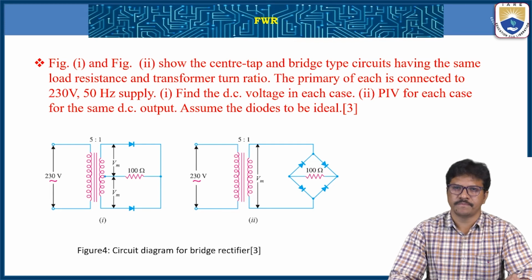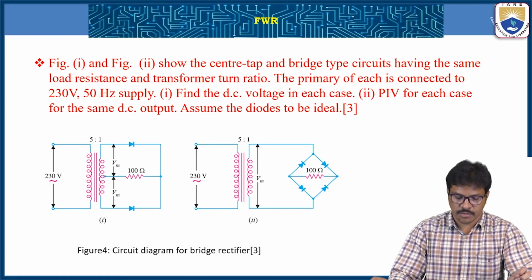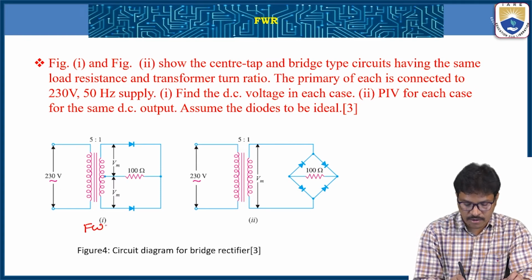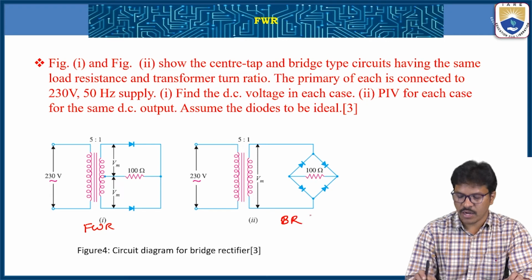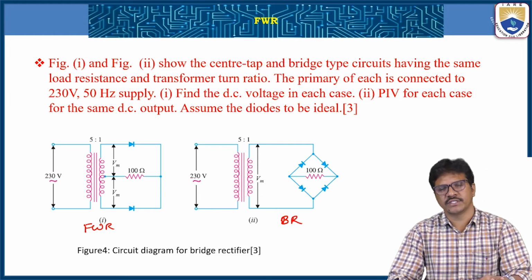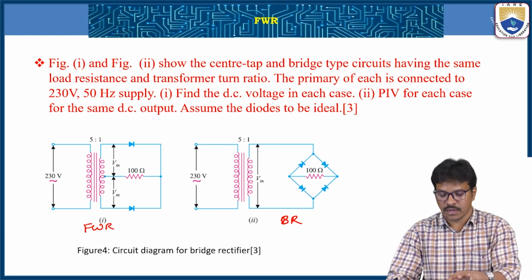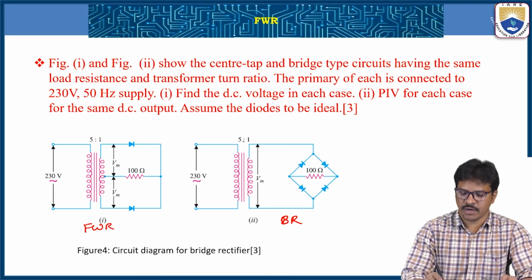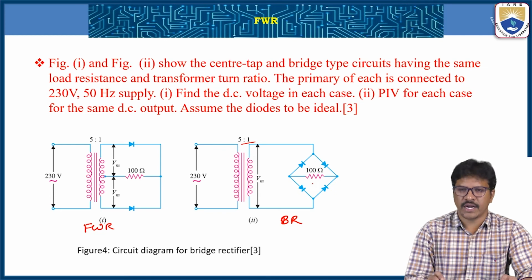If you see this problem, it is a rectifier, bridge rectifier. In this case, I am taking a center tap transformer full wave rectifier and a bridge rectifier. What will be the DC voltage delivered across the load? The same input, 230 volts, 50 hertz, 5:1 turns ratio transformer. Here also bridge rectifier, 230 volts, 50 hertz, 5:1 transformer, and then load 100 ohm.